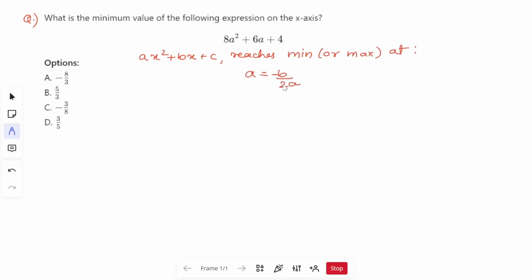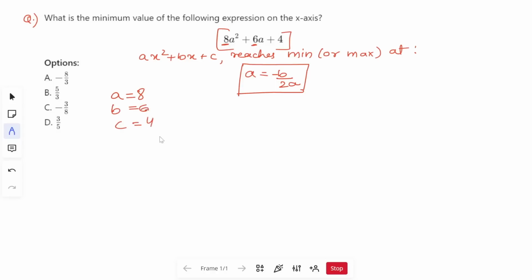Okay, so this is like one general rule that you should know before solving this question. Now based on this, what we will do, we will solve our equation. So see, in our equation, a is what? A is, sorry, 8, this one, right? Then b is 6, and then c is 4, right?